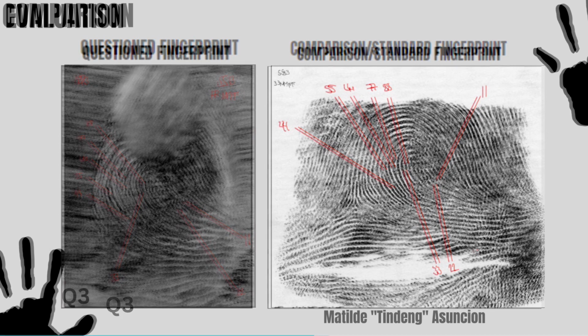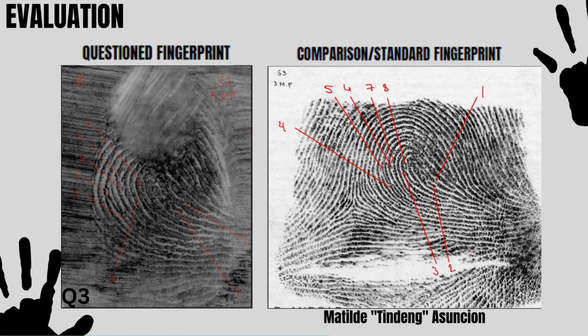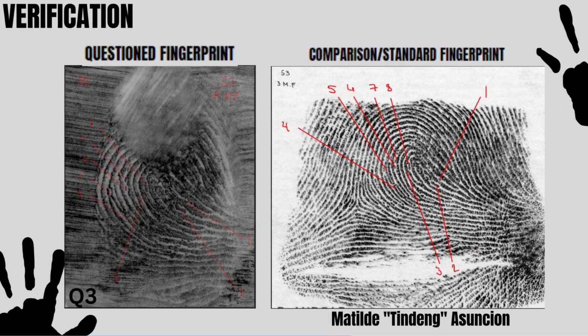Upon evaluating the question print and specified print, I conclude that the two prints are both from a single individual. The question print comes from S3 in the right middle finger of Matilde Asuncion. I therefore conclude that the owner of the fingerprint is Matilde Asuncion. Upon verifying the examination of Mr. Niel Joshua Rula, I can say that he did a great job, and there are no other conflicts with this outcome.